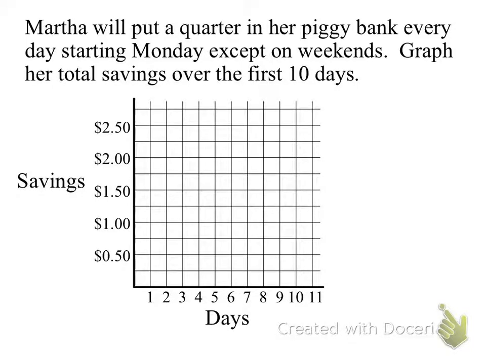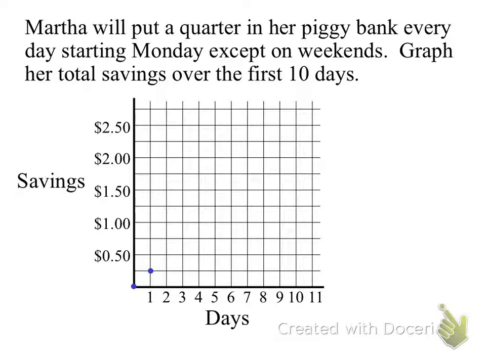Okay, so Martha will put a quarter in her piggy bank every day starting Monday except on weekends. So if I were going to start graphing this, what would it look like? What would it start to look like? What's the first thing I would do? Yes, McKenna? You would graph at the 25 mark on the first day. Okay, I would put a point, right? Or we could say at 0, I have 0, right?